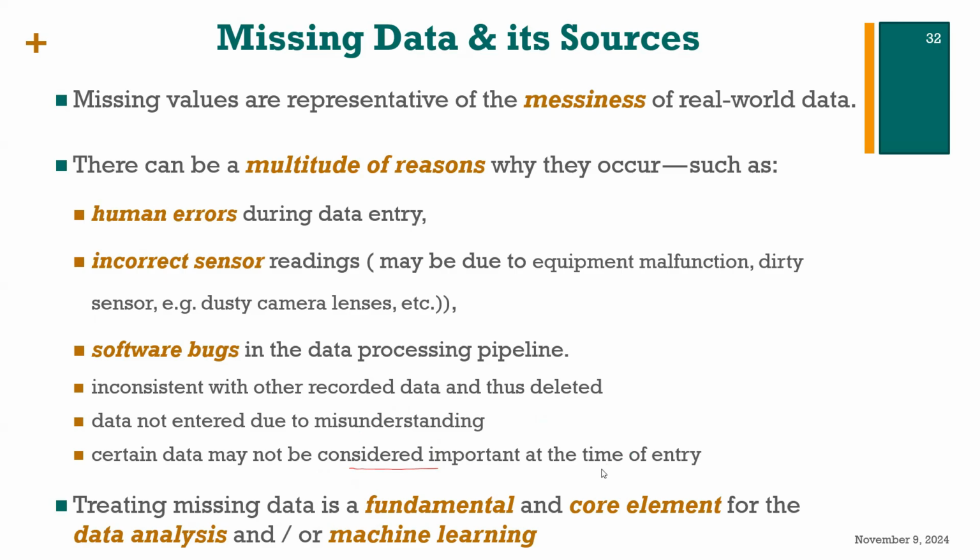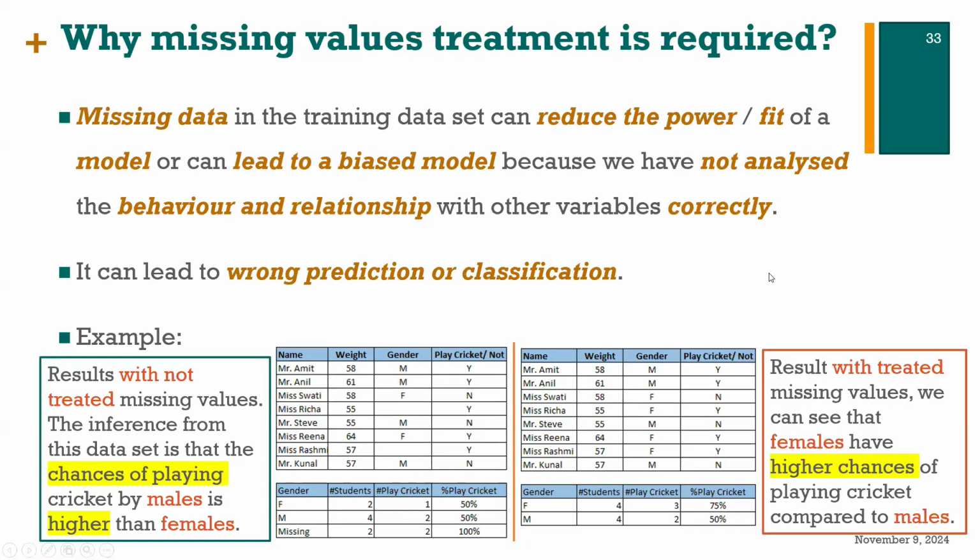So now moving further, we now say that treating missing data is a fundamental and core element of data analysis or machine learning modeling. It's very important to treat missing values. Yeah, it's very, very important. So why is it important? Let's look at it. Why missing value treatment is required.